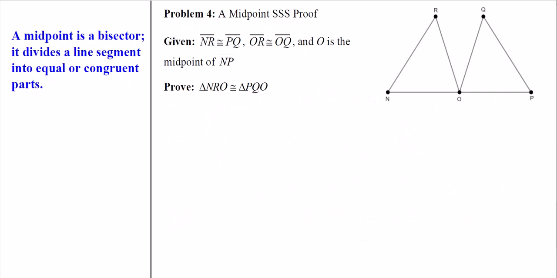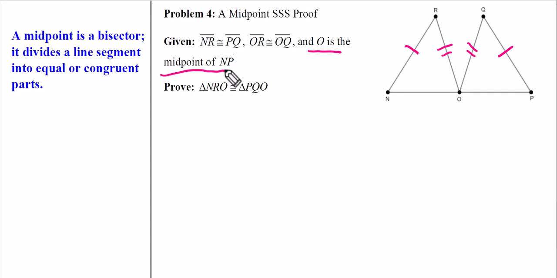I'll be doing a 2-column proof for this one with statements and reasons. But let's see what they gave us. They gave us that OR is congruent to OQ. Now, if we're going to be doing the SSS, we need this third pair of sides to be congruent. But they didn't give us that. They did give us this information. O is a midpoint of NP.